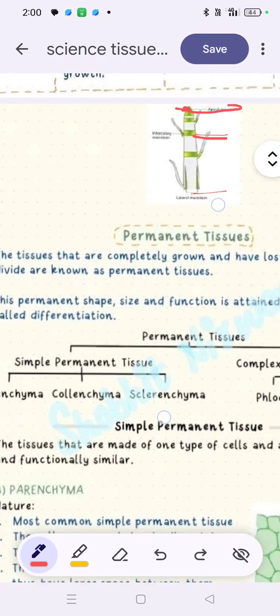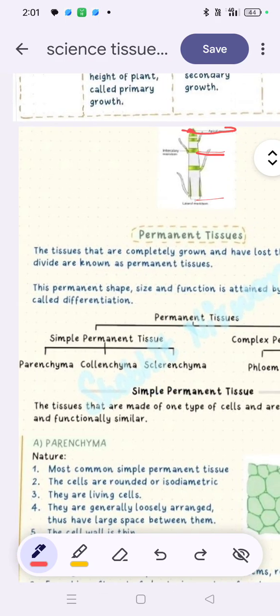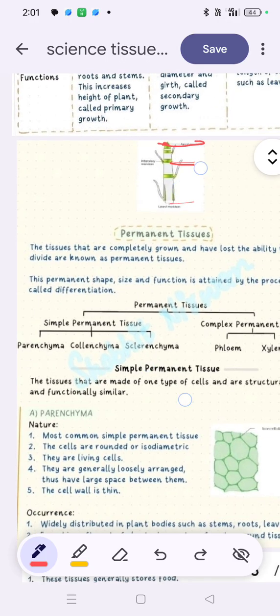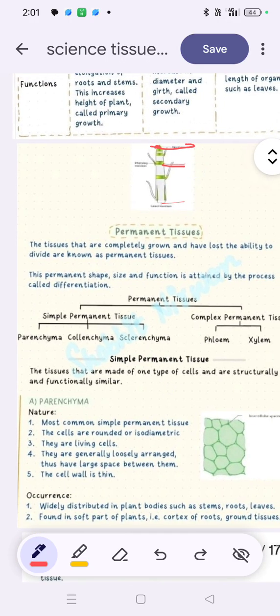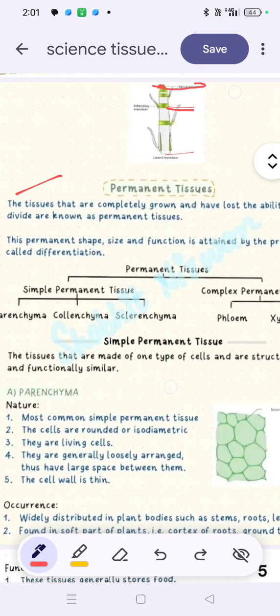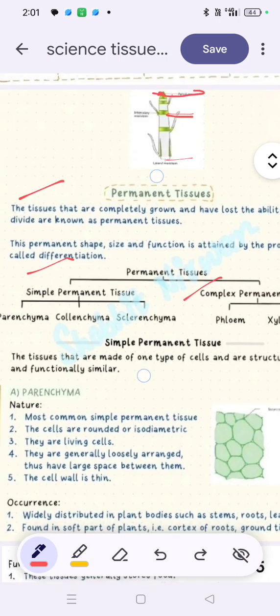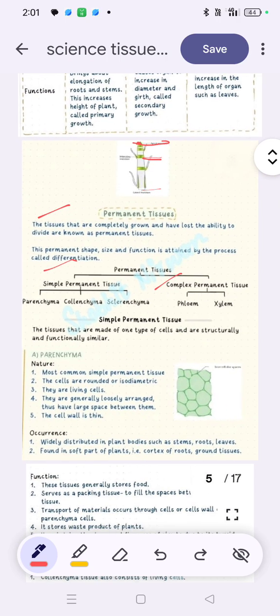Then permanent tissue: the tissue that is completely grown and has lost its ability to divide. As I said previously, the meristematic tissue which loses its ability for growth is known as permanent tissue. The permanent tissue's shape, size and function are attained by the process called differentiation. So permanent tissue is of two types: simple permanent tissue and complex permanent tissue. Simple permanent tissues are parenchyma, collenchyma, sclerenchyma, and the complex permanent tissues are phloem and xylem.